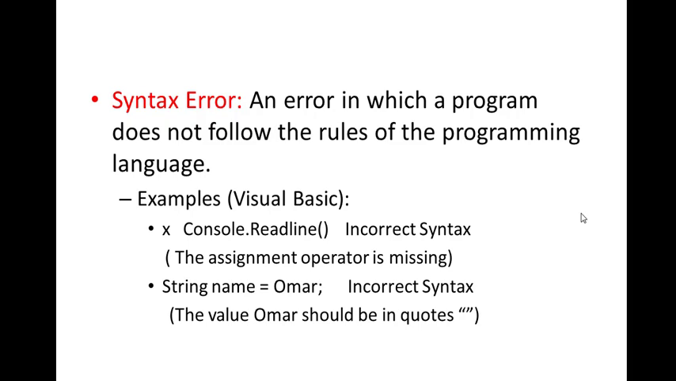And I've shown some examples here, and you can see here in this example the assignment operator is missing, the equals to sign is missing, x equals to console.readline, that's the correct syntax. So this should give an error, right? This is another example of an incorrect syntax because this variable called name has this value Umar, and this value Umar does not have quotes around it. So this is also a syntax error.